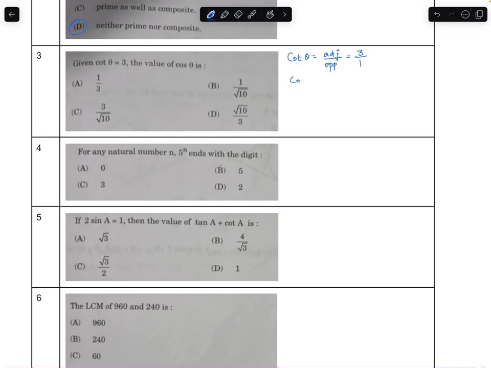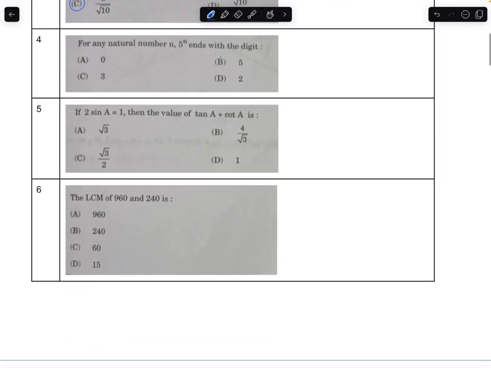So now cos theta is equal to adjacent upon hypotenuse. Adjacent is 3 and hypotenuse is root of 1 square plus 3 square, which is root 10. So 3 upon root 10, answer is option C. Question 4. For any natural number n, 5 power n ends with the digit.